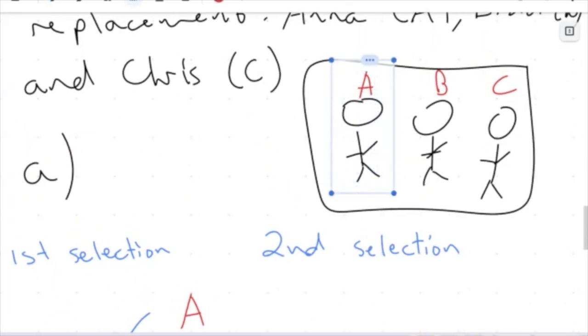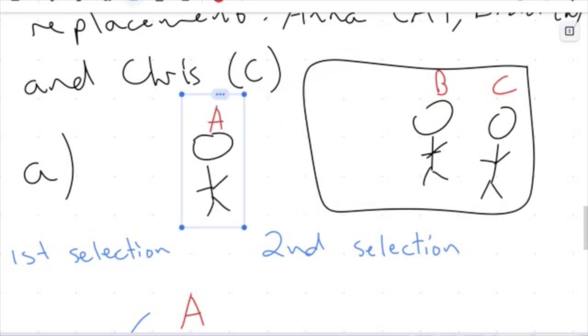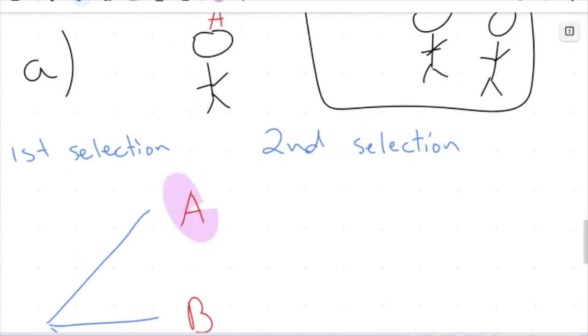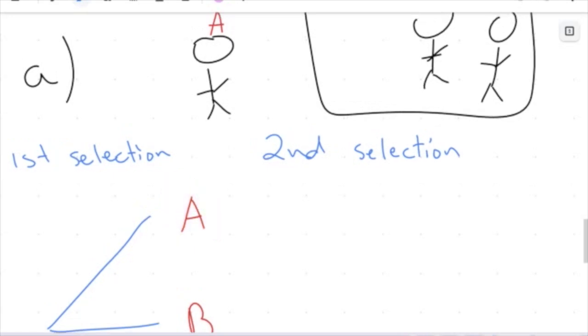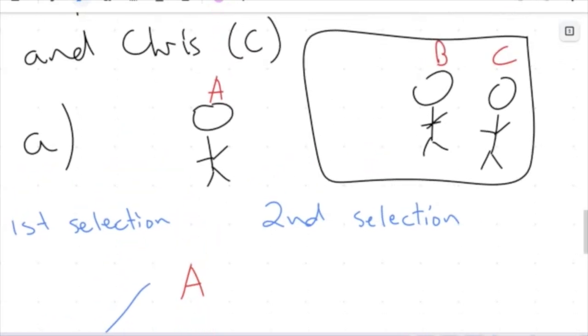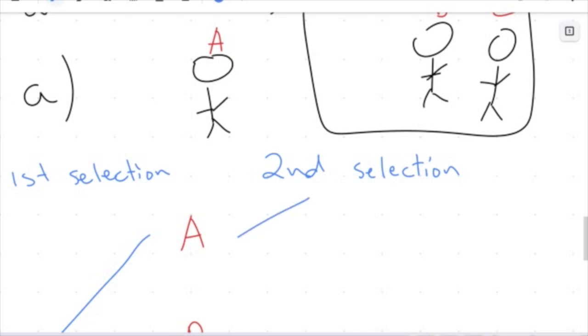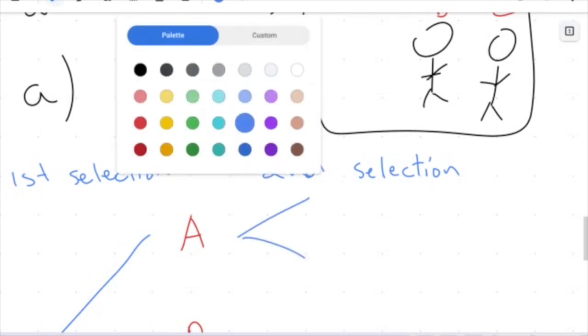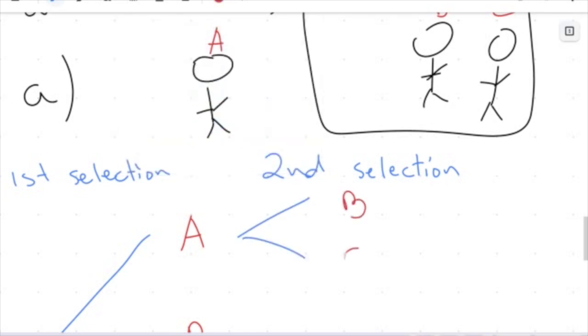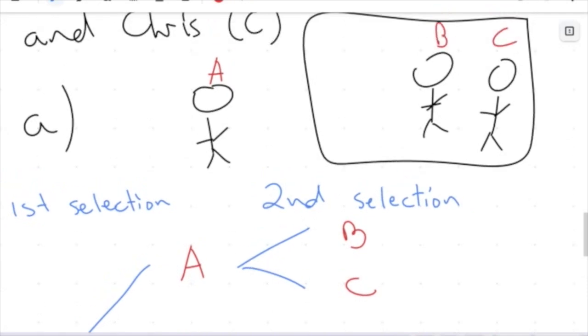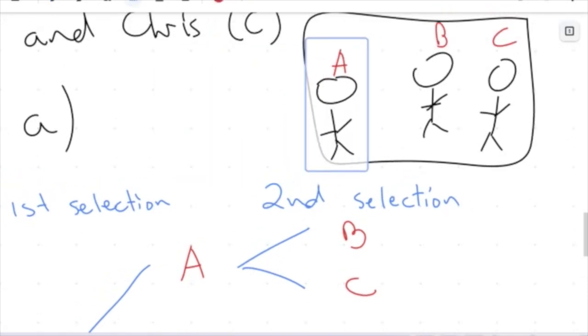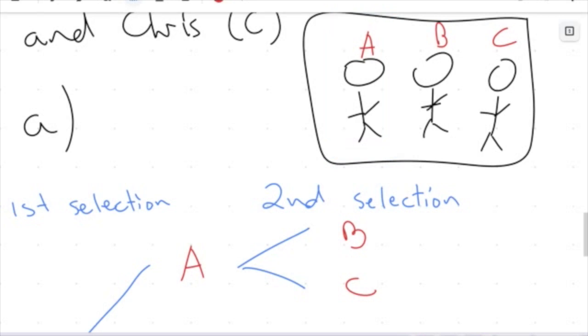If I pull Anna out here, she's been selected first. That is this branch of my tree here. That means I only have, for my second selection without replacement, Brad or Chris to choose from. So here I'm going to write that I can only pick Brad or Chris. Now, let's pop Anna back with the rest of them.